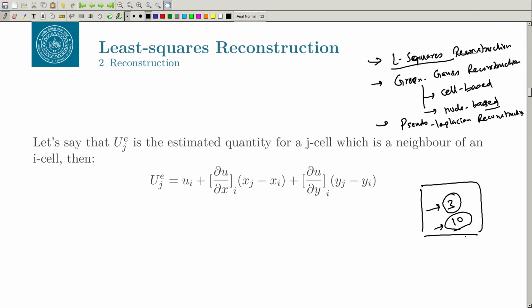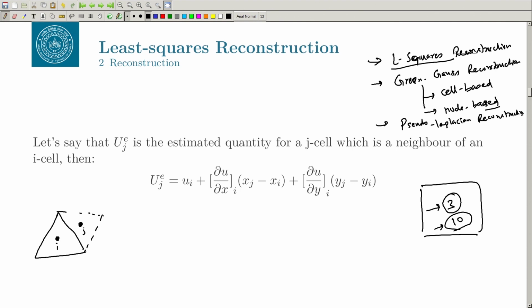So, if we have, let us say, this is my cell, this is I, and I have another cell which is the neighboring cell, which is J.